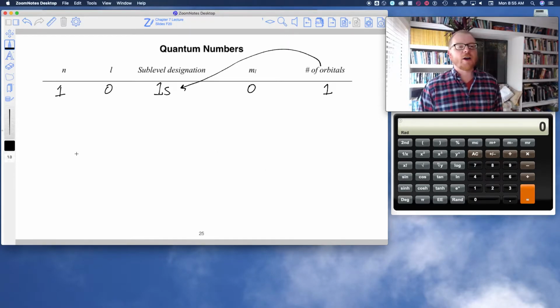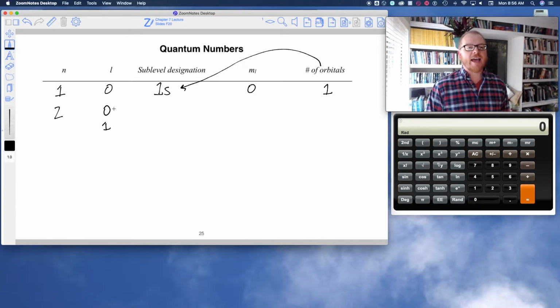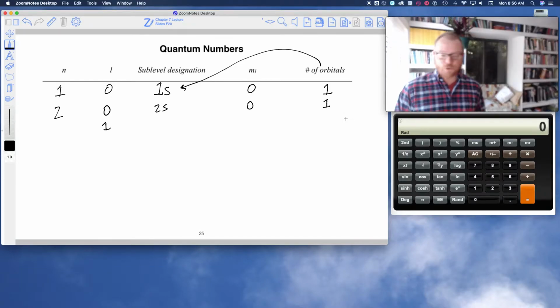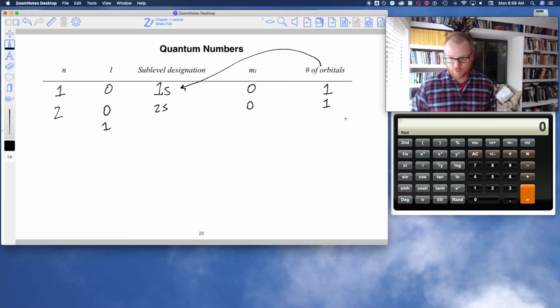Okay, so now what if I go to level 2? So I've got n is equal to 2. So that means now my possibilities, I could have L is equal to 0, but I could also have L is equal to 1. Okay? If it's L is equal to 0, I call this 2s. That's still an ml number of 0, which is one single orbital. And so I only have one 2s orbital.